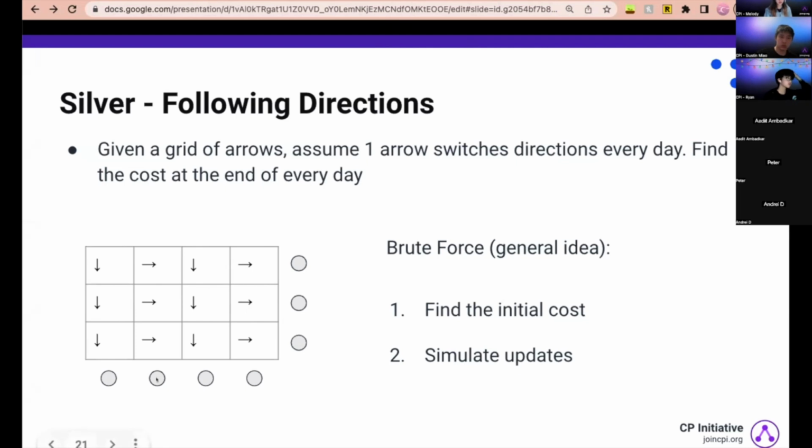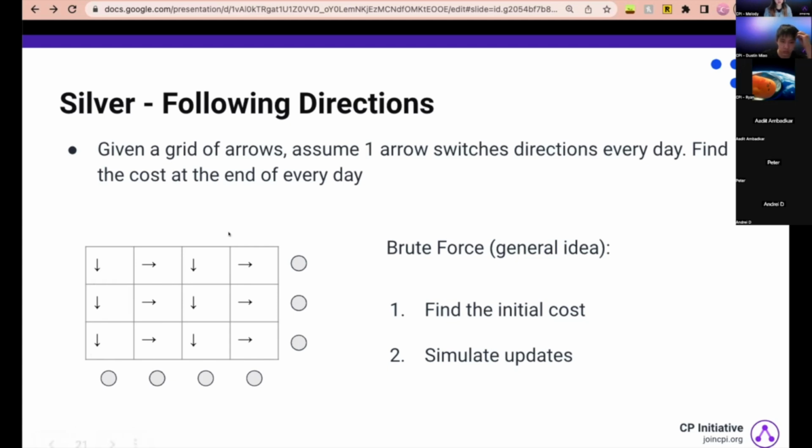Each one of these arrows is going to represent a cow, and each one of them is going to switch directions every day. So for each cow, they're going to follow the direction of their arrows and then reach one of these vats. These vats each have a cost. So we're going to find the cost of a total day by summing up the cost of all of the individual cows. And then after the one cow's arrow switches direction every day, we're going to find the new cost at the end of every day.